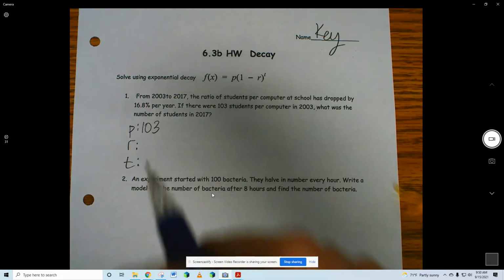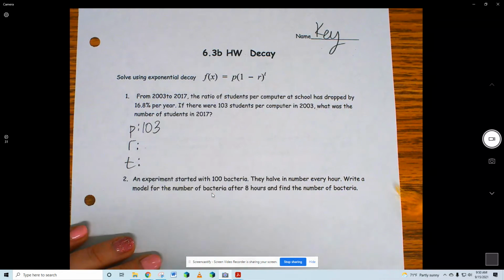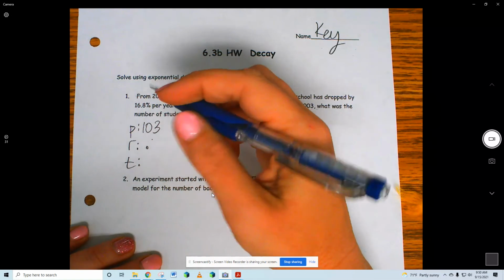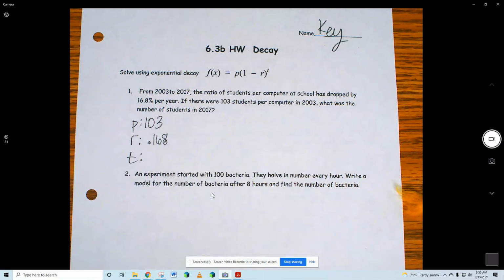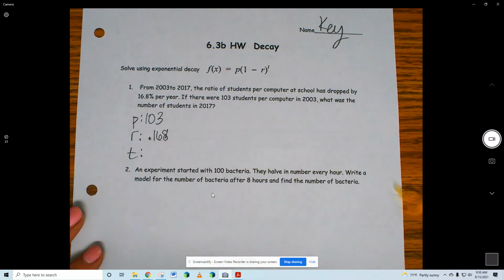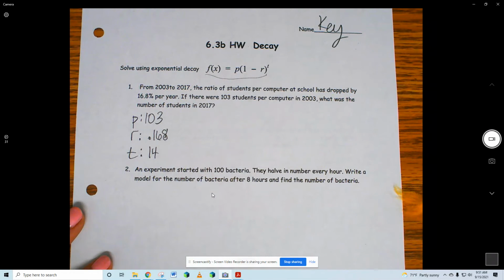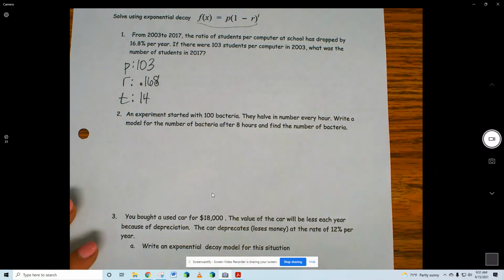What's the rate of dropping? 16.8. Move it 2 spaces to the left. Move your decimal 2 spaces to the left. 0.168. How long was it from 2003 to 2017? How many years? 14 years. So you're going to use this formula to set it up. And I'm reminding you all, you have to go through and do all of this math. Let's look at number 2. Because this has some problems on the back too. Don't forget, there's problems on the back side.